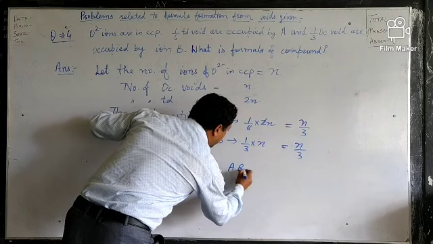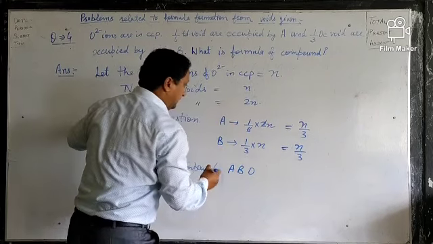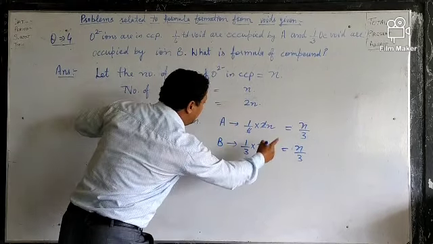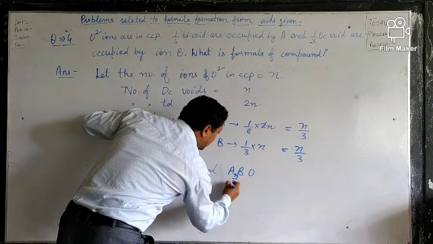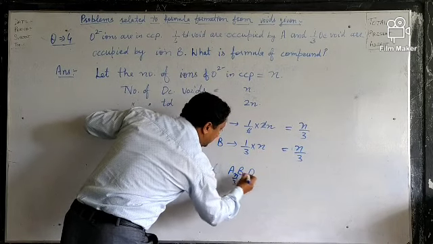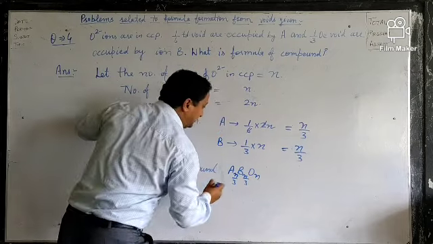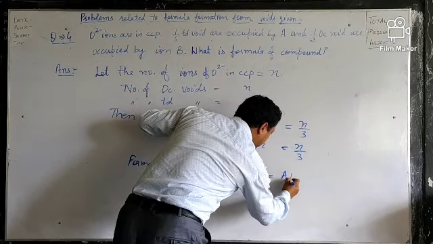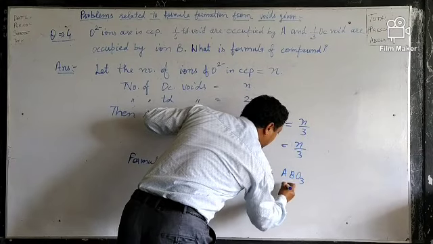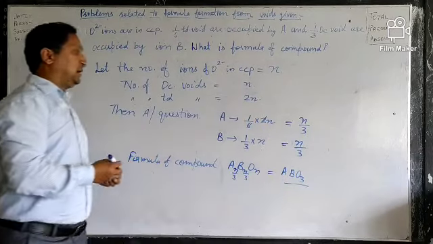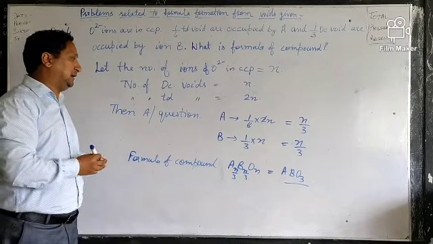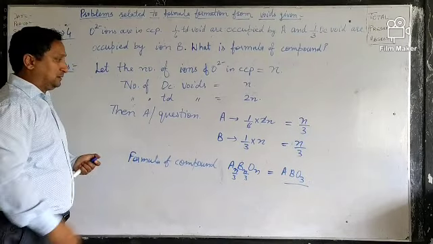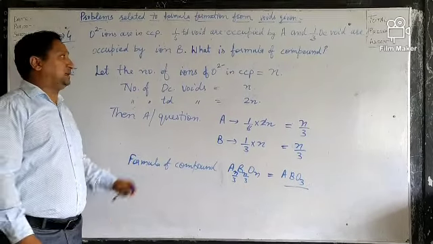A, B, O. Now A is how much? N by 3. B is N by 3 and O is N. So it will become ABO3. So this is how you have to find out the formulas from the given questions.